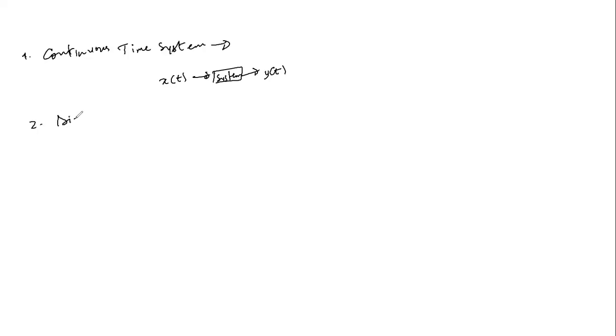In a similar vein, the discrete time system is a system in which the input and the output are discrete time signals or sequences. So we have something like this: S of n goes into the system, then we have Y of n. Then we have static systems.